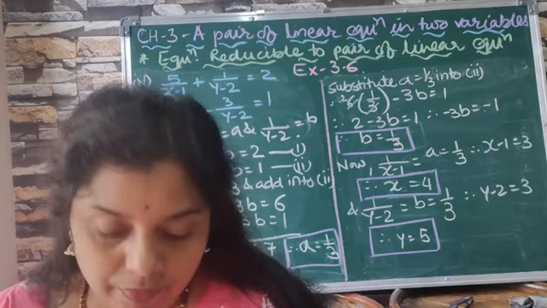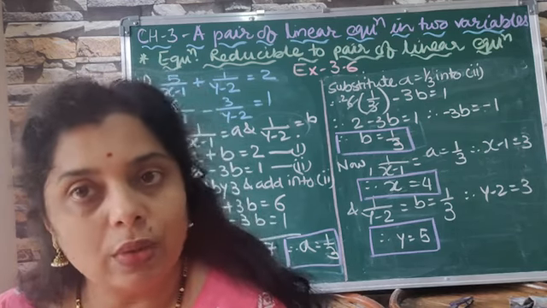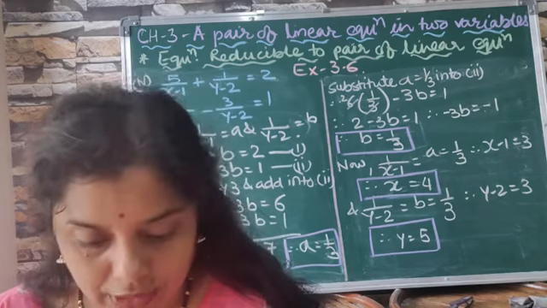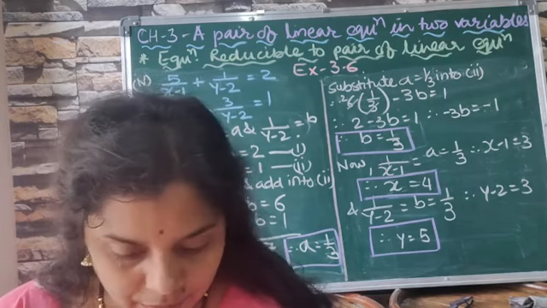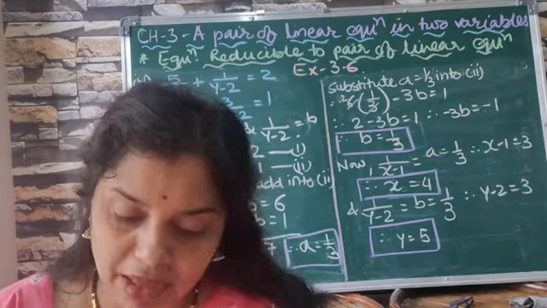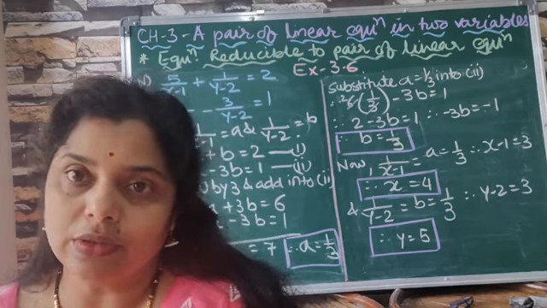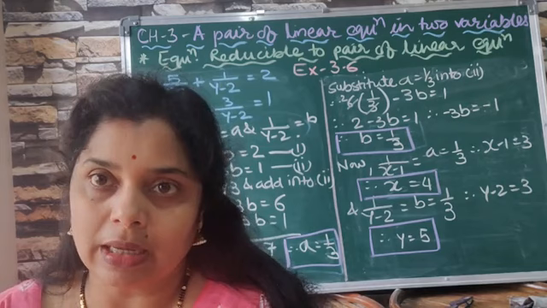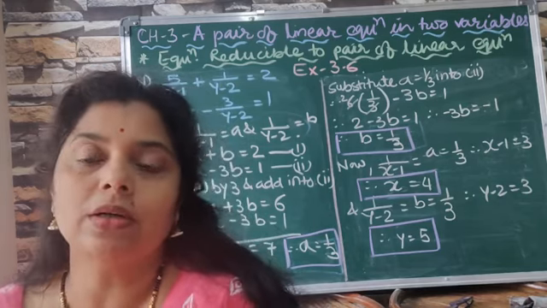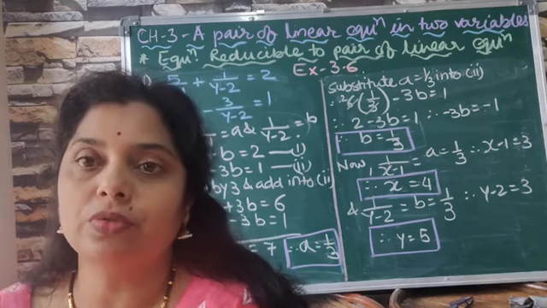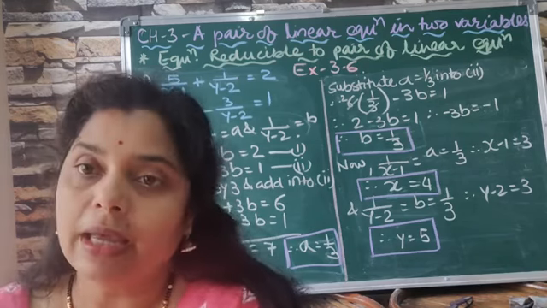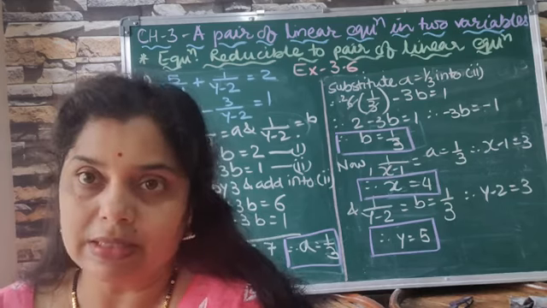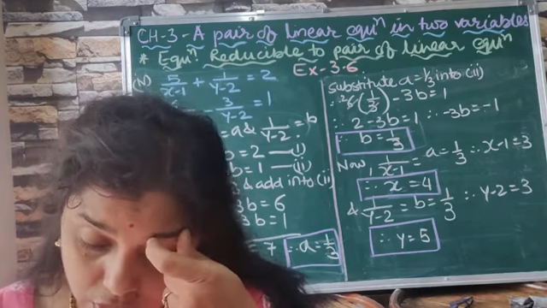So here we have to assume, let 1 by x is equal to a, and therefore our first equation is 4a plus 3y is equal to 14, and the second equation is 3a minus 4y is equal to 23. In this way, the next step is to use either the elimination method, the substitution method, or the cross multiplication method to find the value of a or y, and respectively you will get the value of x. Is it clear? Like that we can solve the third one.